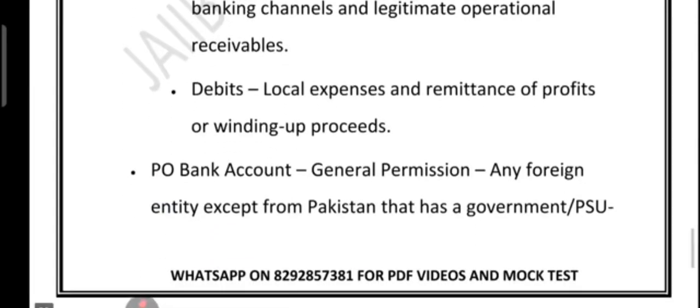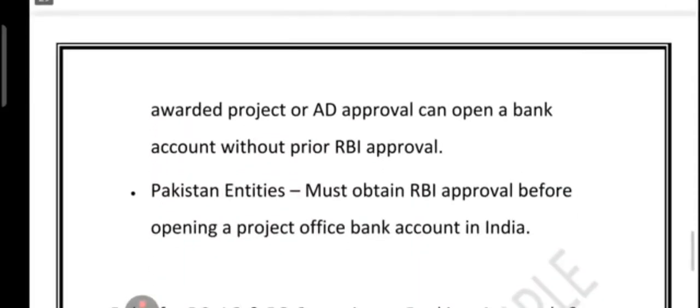So bank account for BO can be for credit, meaning money coming in, and debit, money going out. Now, if we talk about the bank account for PO, most foreign companies can open a project office account without prior RBI approval if they have a government or PSU awarded project.